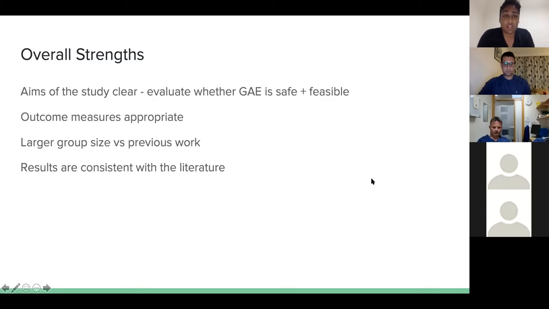In terms of overall strengths, I thought overall this was a pretty good study. The aim was very clear. It was to evaluate whether genicular artery embolization is safe and feasible. And those outcome measures were appropriate for that question. In terms of the group size, it was a slightly larger group size at 38 compared to some of the previous articles. And generally speaking, the results were consistent with what's already in previous literature.